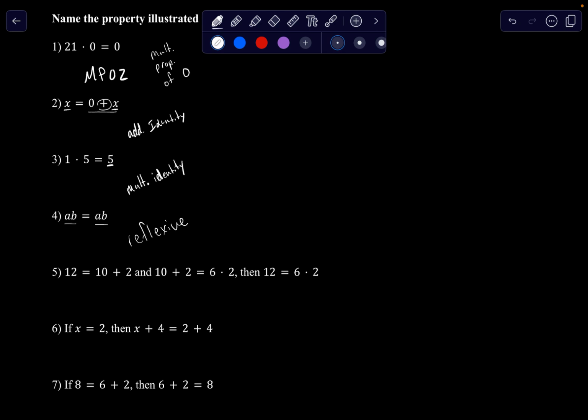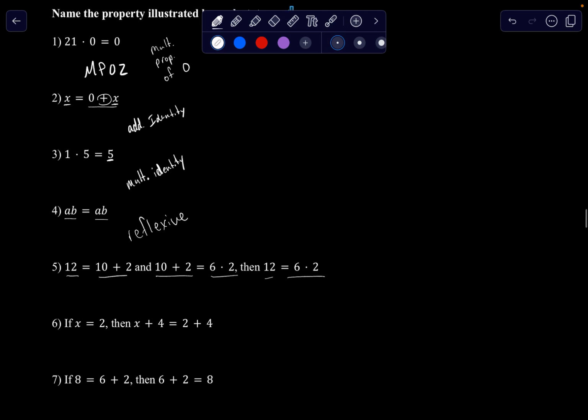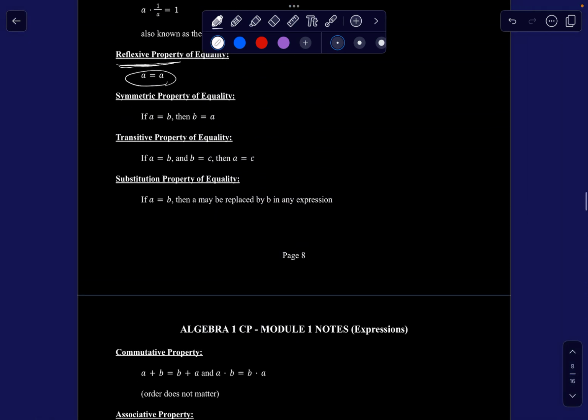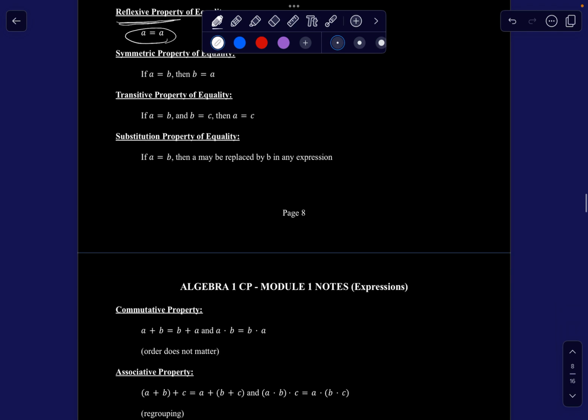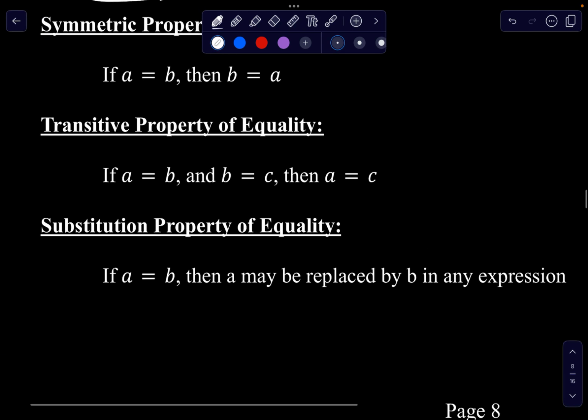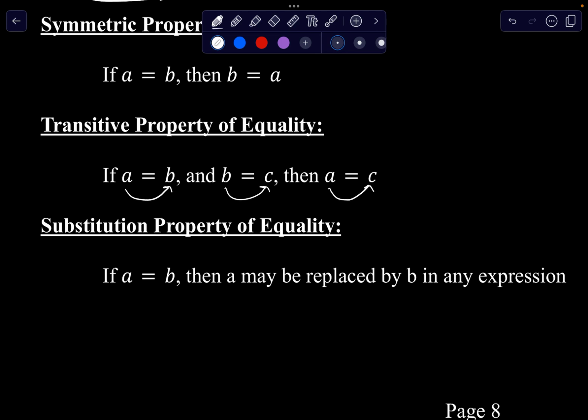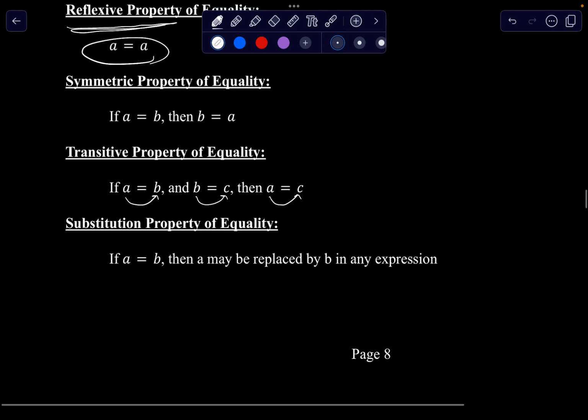So the next one, if 12 equals 10 plus 2 and 10 plus 2 equals 6 times 2, we know that 12 is also 6 times 2. If we notice, this one's kind of like a chain. If this equals this, and then the same thing equals a third thing, we know the first equals the third. So anytime it's like a chain, that's going to be transitive.